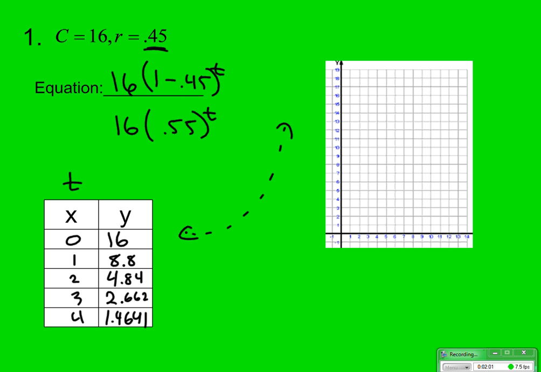Well, now, because it's decay, it's going to look more like this. I'm going to start off really, really high, then come out and kind of bottom out. I'm never actually going to hit 0. I'm just going to keep getting closer and closer and closer.